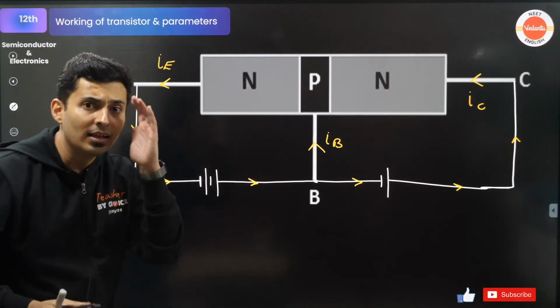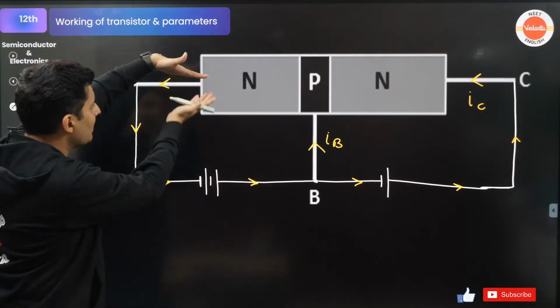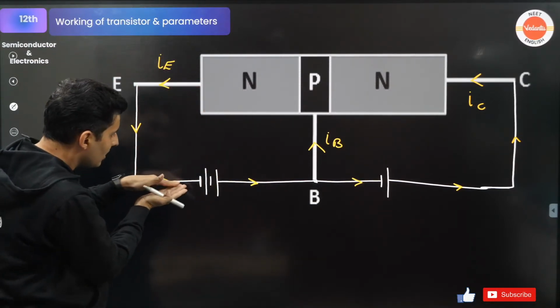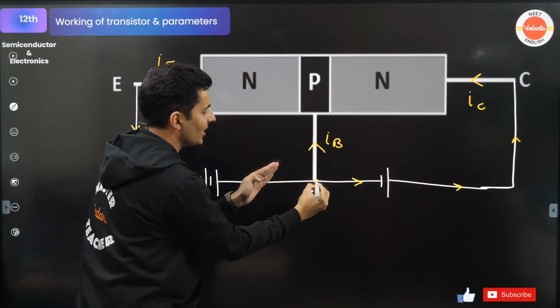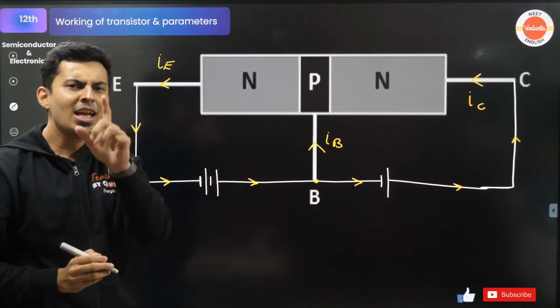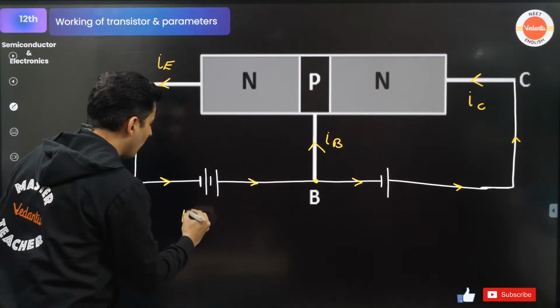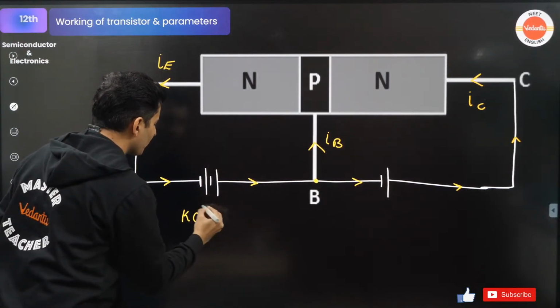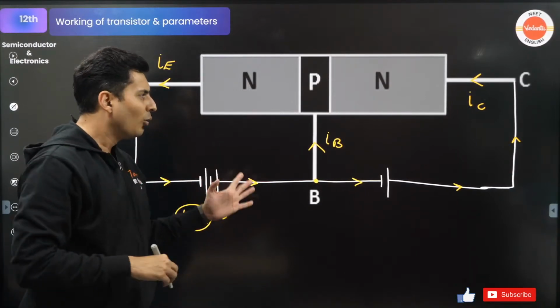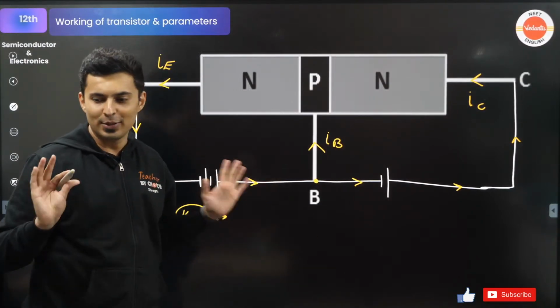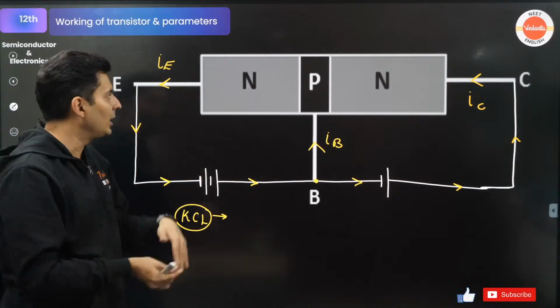Now think properly and tell me: emitter current comes here and splits. This is a junction, and whenever I have a junction, I can use Kirchhoff's current law. Use Kirchhoff's current law and quickly put it up in the chat box. Which current is which current plus which current? Quickly think and tell me.